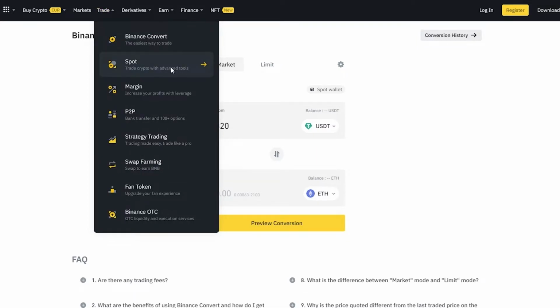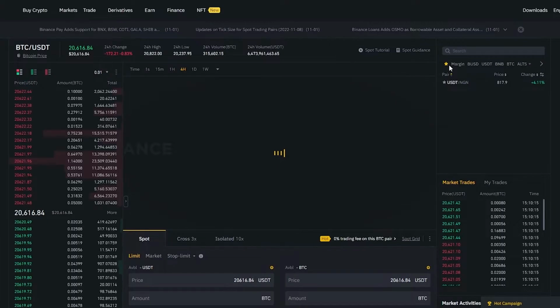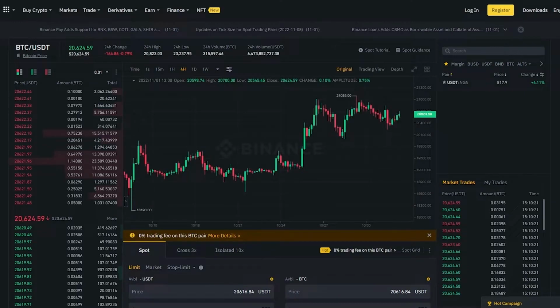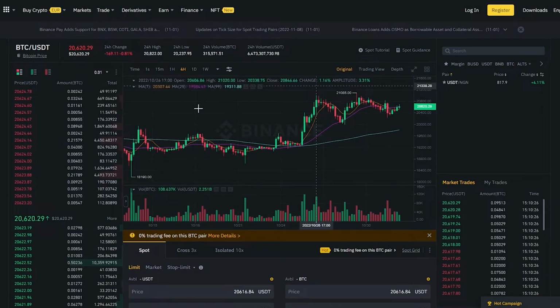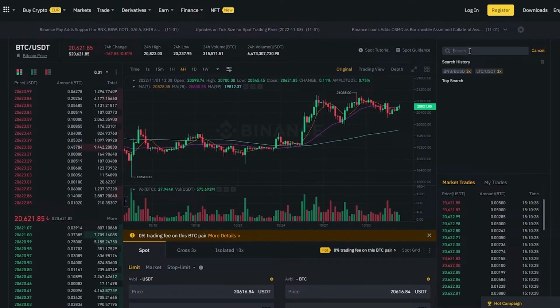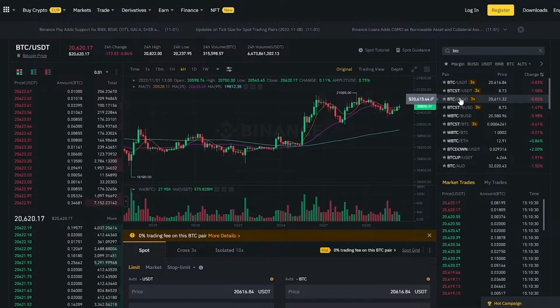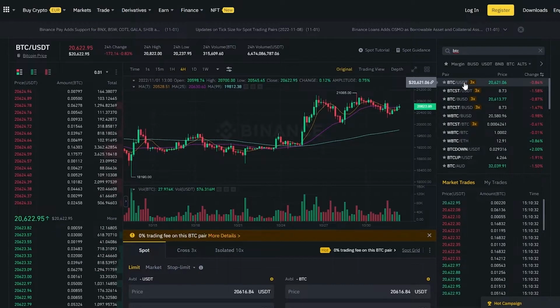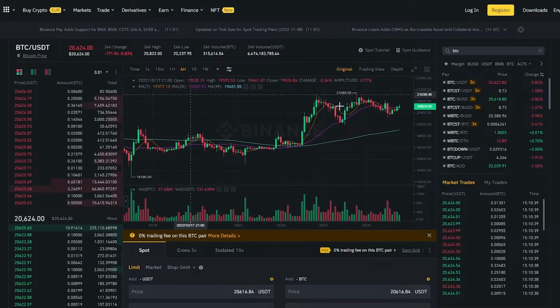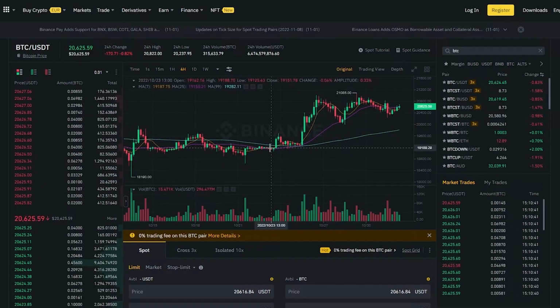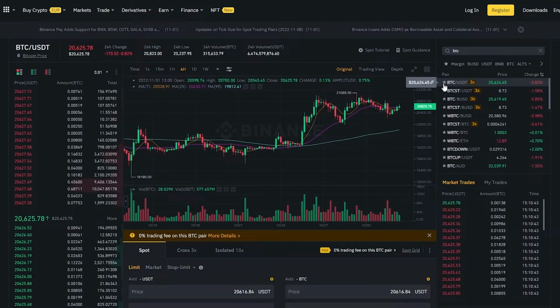So I'm going to show you how you can use charts, because charts are one of the most important things, if not the most important, when it comes to crypto trading. So yeah, these are basically charts. For example, let's say we want to see the Bitcoin by USDT pairing. We're just going to click on this, and this is going to show us a graph or chart of the Bitcoin by USDT pairing.